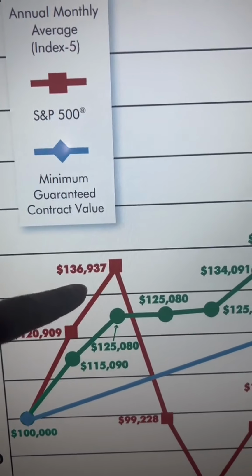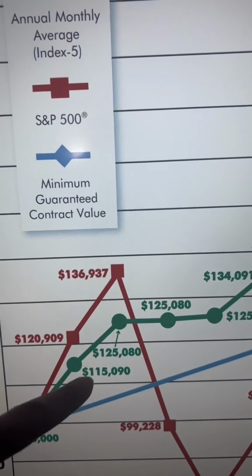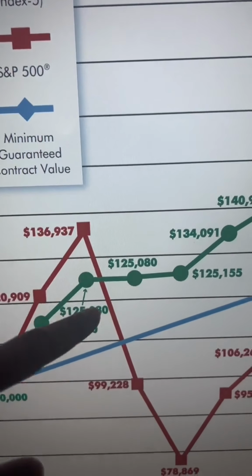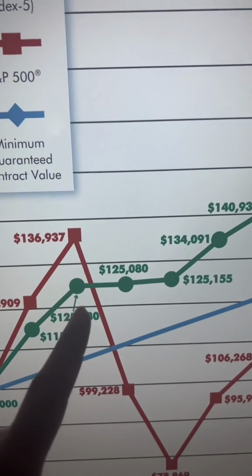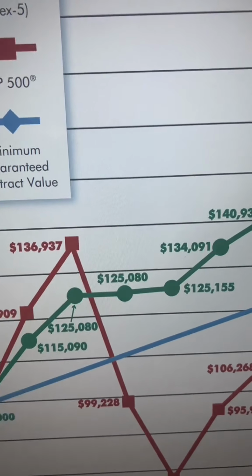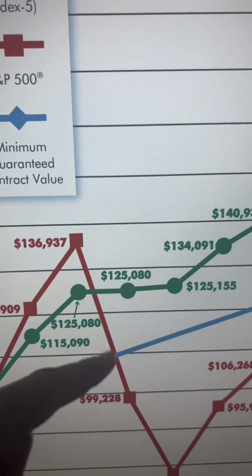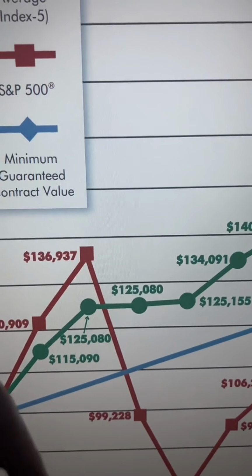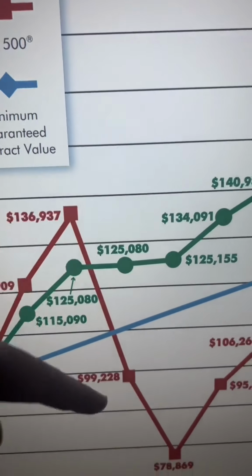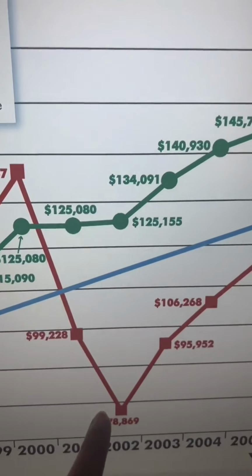But let's keep going into the next year. You jump to 136, you increase to about 125. And then what happens? Now the stock market goes negative. What happens in your indexed annuity? You see it travels horizontally because you have a 0% floor and you can't lose money as long as you're not subject to market losses, right? So it's floored out at 0%, you didn't lose any money. Whereas if you were in the market, you would have lost for 2 years.